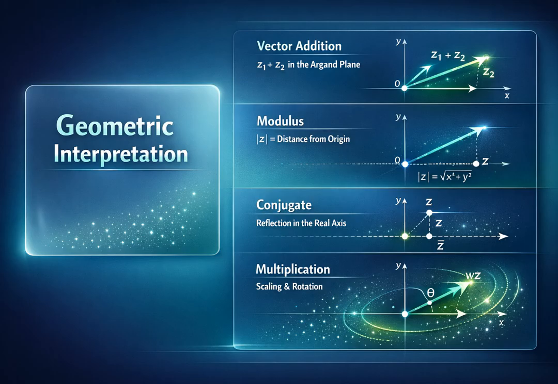Geometrically, addition of complex numbers is vector addition in the Argand plane. The modulus represents distance from the origin. The conjugate is the reflection in the real axis. Multiplication by a complex number involves both scaling and rotation. The modulus scales by the product of moduli, and the angle adds.